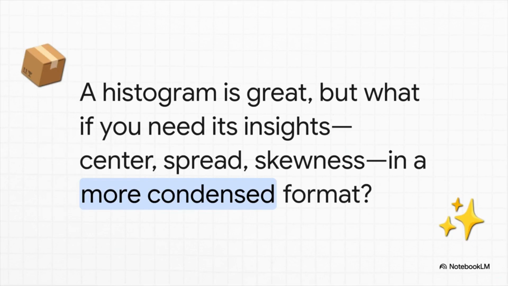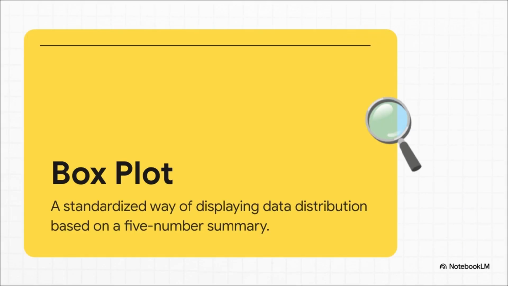But a histogram can be a little bulky, especially if you want to compare the shapes of a few different groups next to each other. So what if you need all those same insights, center, spread, skewness, but in a much more compact format? For that, we turn to the box plot. It's honestly a brilliant little piece of data visualization that summarizes your data's entire distribution using just 5 key numbers, the minimum, the maximum, and the 3 quartiles that split the data into 4 equal parts.